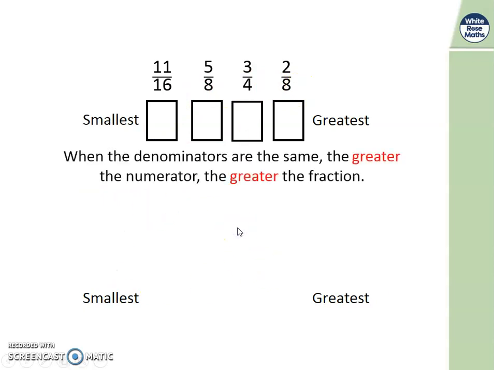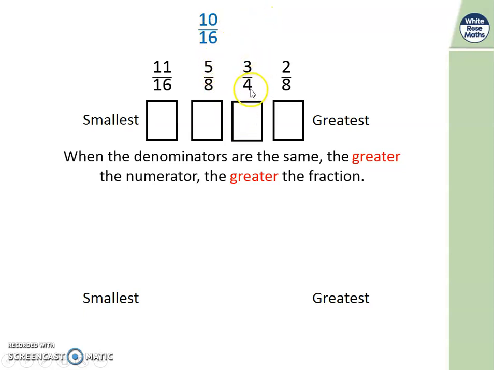So we've got to think what we need to do. When the denominators are the same, the greater the numerator, the greater the fraction. Let's have a look at those denominators, 16, 8, 4, and 8. I can see that they are all multiples of 4. And in fact, we could change them all so they're all 16ths. Let's do that to help us. So what would I do to 8 to make it into 16? Double it. So double 5 is 10.